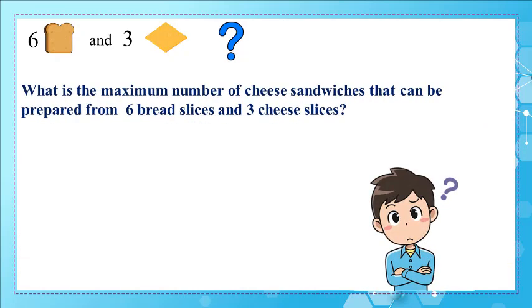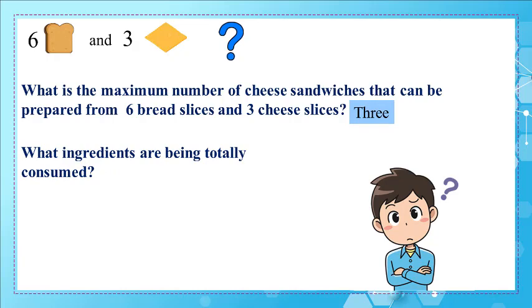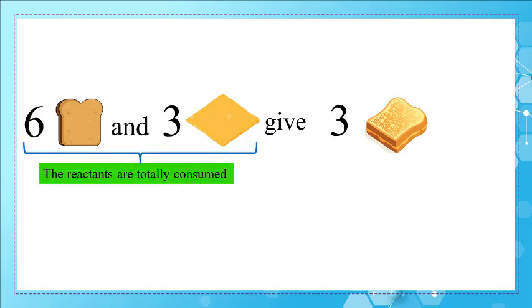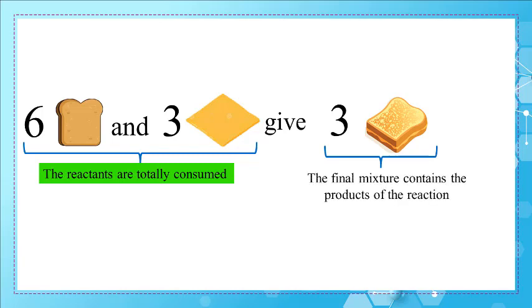What is the maximum number of cheese sandwiches that can be prepared from 6 bread slices and 3 cheese slices? 3 cheese sandwiches. What ingredients are being totally consumed? Bread and cheese slices are being totally consumed. So, 6 bread slices and 3 cheese slices give 3 cheese sandwiches. The reactants are totally consumed, and the final mixture contains the products of the reaction. This mixture is called stoichiometric mixture.